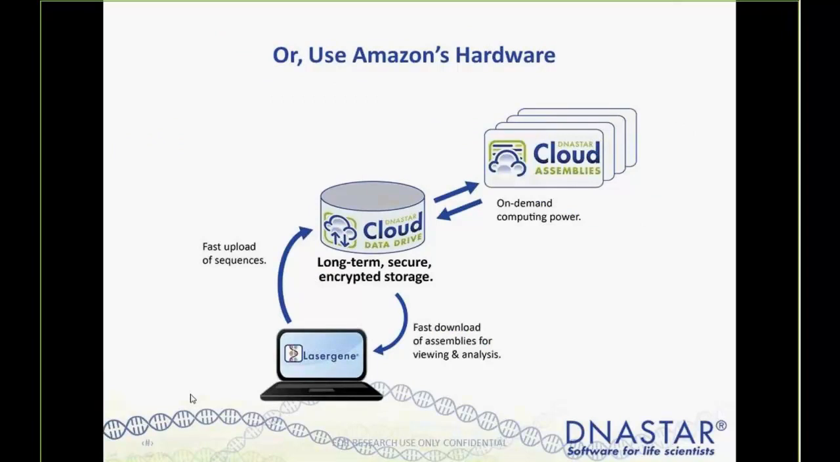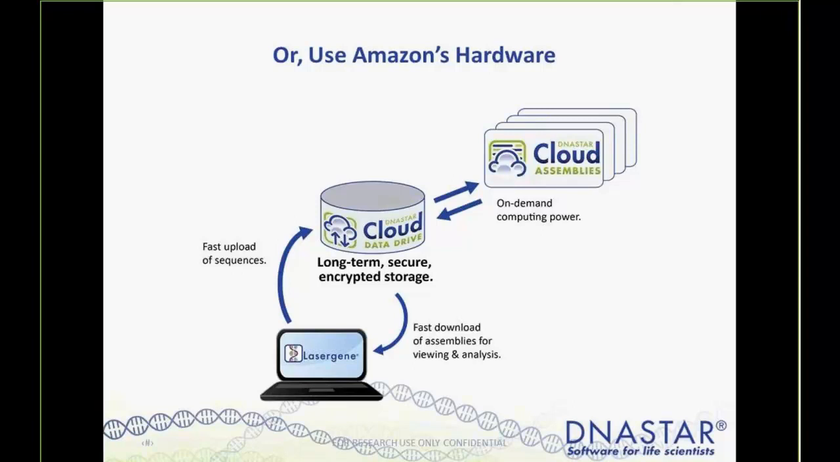If you'd like to try software out, for instance, and maybe at your location you've got very modest hardware, maybe only a laptop, and not really access to more computing power, there are other options. One of these is Amazon's hardware, where we set up the assembly on our local machine, which could be our laptop, and we use a really nice high-speed encrypted cloud data drive that DNASTAR developed. It can zip the files up and send them up to Amazon's cloud very quickly, and you can essentially set the assembly up on your local computer almost identically to the way you would set it up when you run a local assembly.